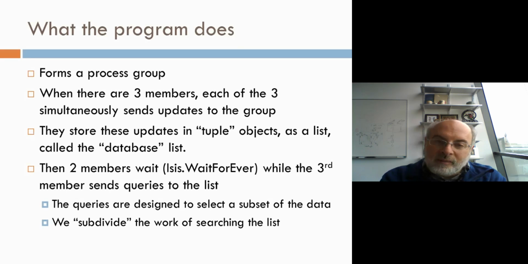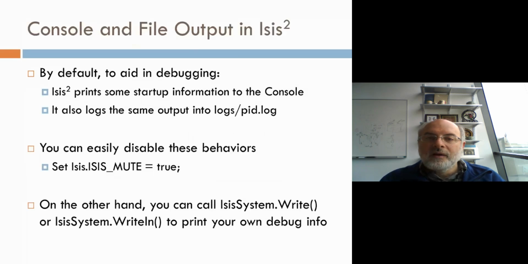But the 3rd member, instead of, I think it's the middle one as a matter of fact, sends some queries and prints what it got back. And when the queries come through, it was printing that it was doing lookups. Got all that stuff mixed together. But if you go back and look closely at the output, you'll be able to sort it out. And we're going to subdivide the work of searching a database.